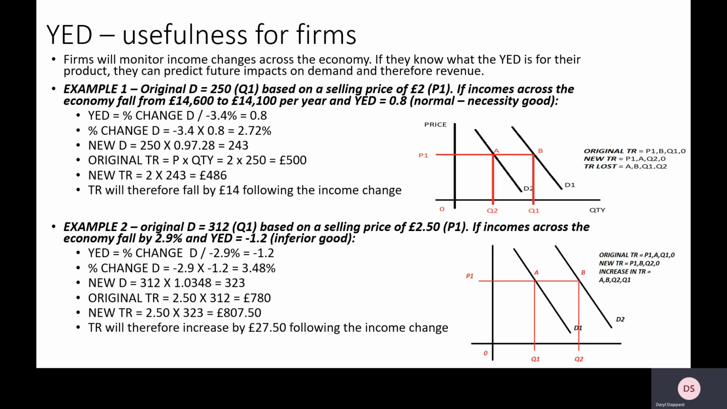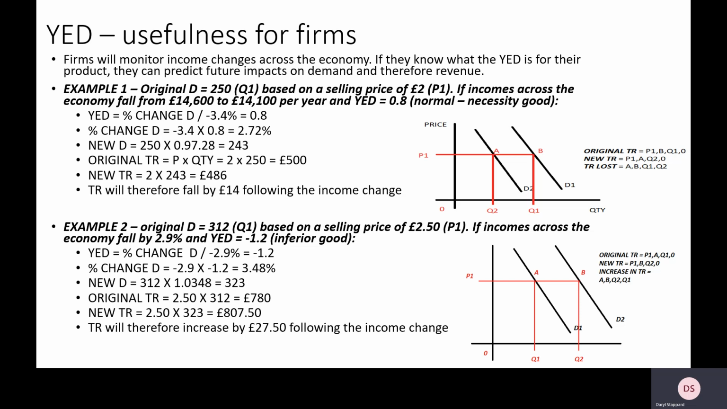Now, in these diagrams here, what you can see is how incomes will affect revenue for businesses. So in example one, look what you've got. Original demand was 250 at Q1 based on a selling price of £2. If incomes across the economy fall, and you've got how much they fall by there, then what we know is that we can work out the YED, and we get here a YED of 0.8. So we've got a necessity good. So you know this fall in income is going to have an impact on your demand, and you can use this to work out how much it would affect your revenue. So it's a really, really useful tool for businesses to plan and prepare for the future.